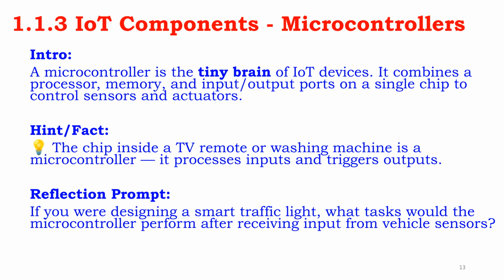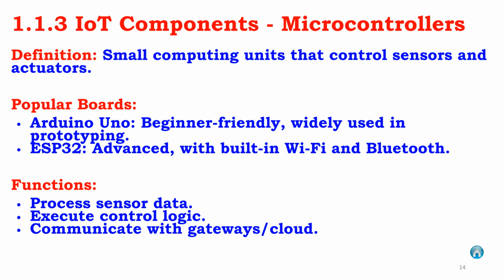The chip in a TV remote is an everyday example. Microcontrollers are small computing units that control sensors and actuators. Popular boards include the beginner-friendly Arduino Uno and the advanced ESP32 with built-in Wi-Fi and Bluetooth. Their functions include processing sensor data and communicating with gateways.